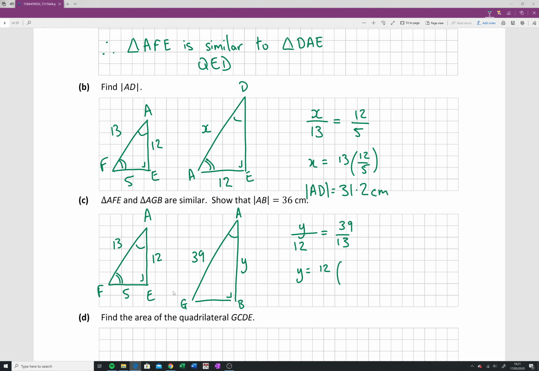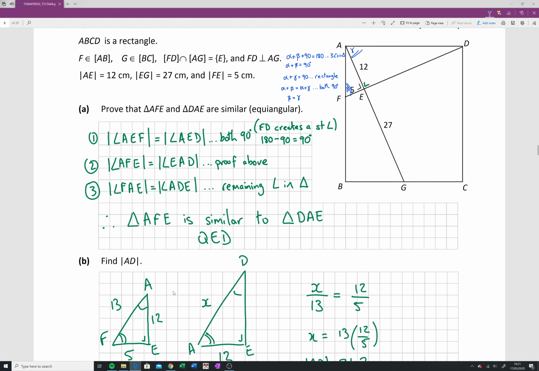So we have 12 times 39 over 13. And of course that's going to be 36, and I would say centimeters again, just to make sure that my examiner didn't take anything off me. Okay, find the area of the quadrilateral GCDE. Let's have a look at that.